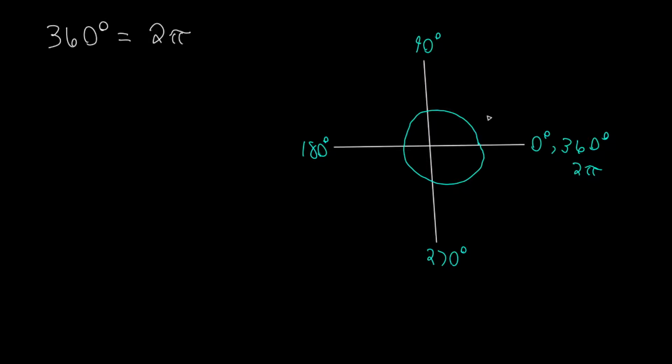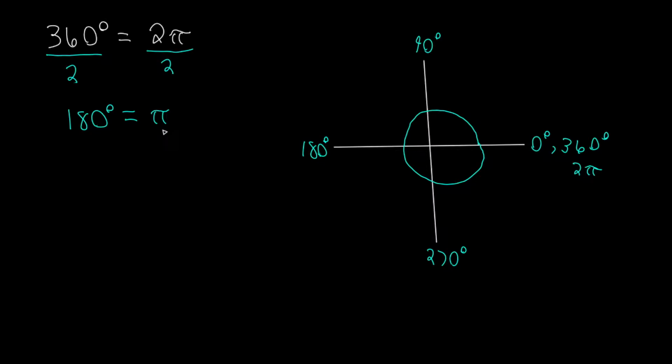Well, what if we just want 1 pi radian? We just get the radians by themselves. We divide both sides by 2, and we find that 180 degrees is equivalent to 1 pi radian.